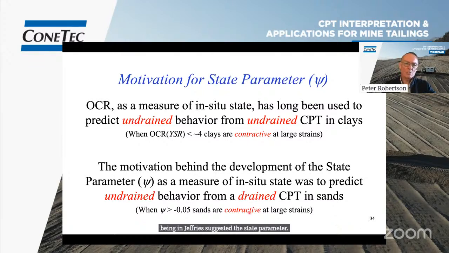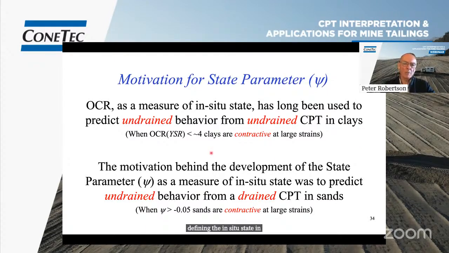Well, what we know is that the OCR as a measure of in situ state has long been used to predict the undrained behavior of clays from undrained CPT in clays. So when you push the CPT in clays, it's an undrained penetration, and you can predict the undrained behavior of that clay using models like SHANSEP and defining the in situ state in terms of OCR.